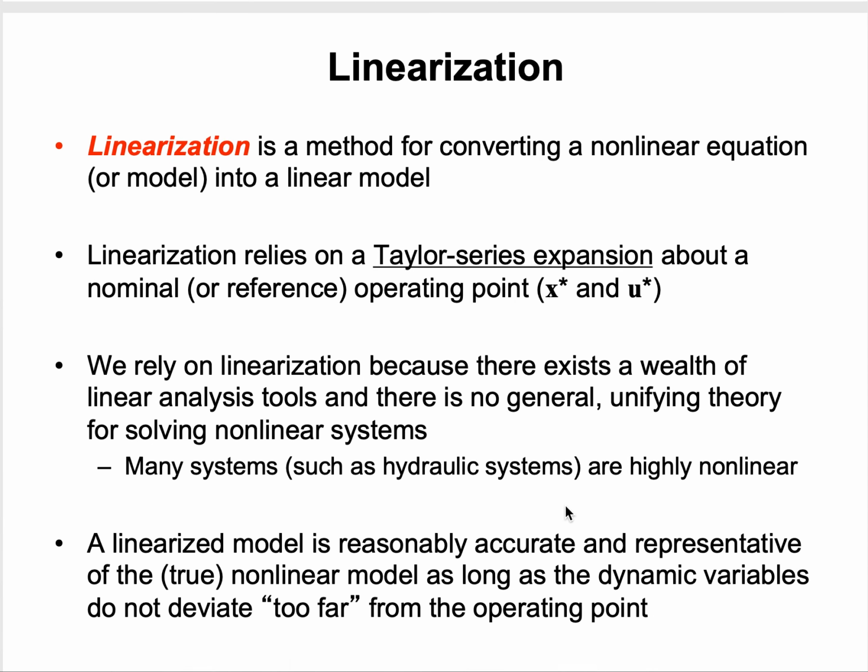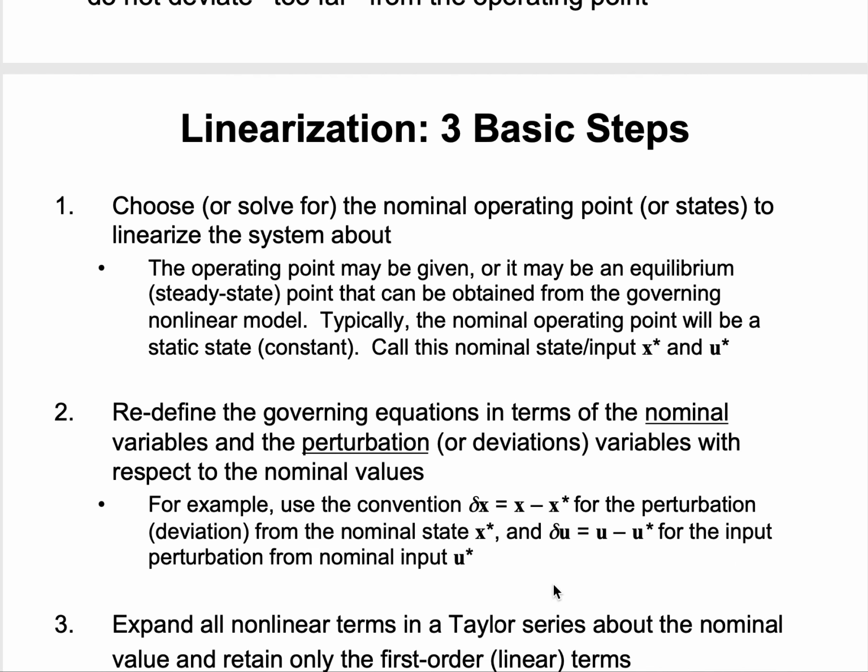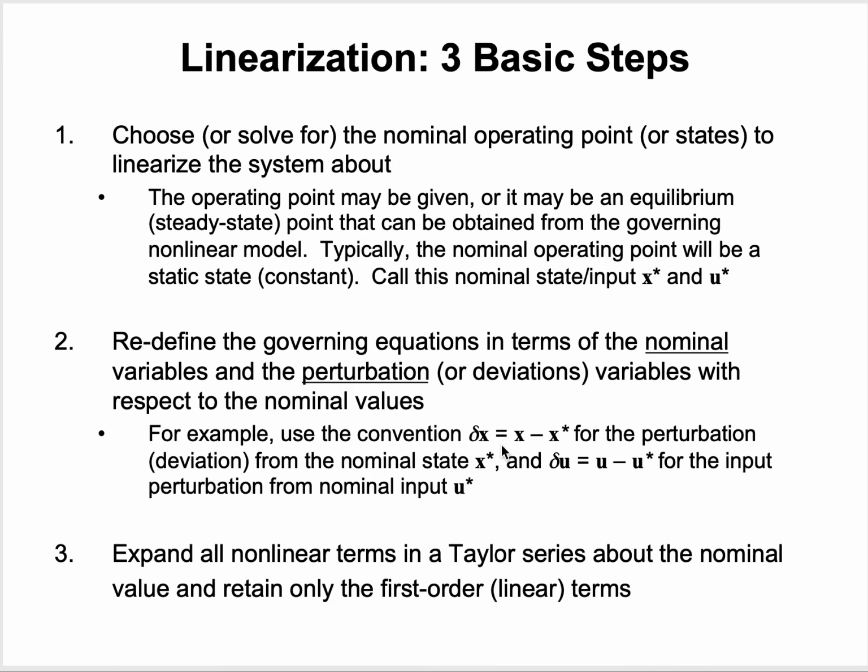Linearization, remember, was an important topic that we have discussed. It's based on the Taylor series expansion, and a linearized model is only valid around the point that we linearize it. So it's a reasonable and accurate representation as long as the dynamic variables do not deviate too far from the operating point. Okay, so we have shown the 3 basic steps in linearization. Choose or solve for the nominal operating point to linearize the system about. That was the first thing. So where do we linearize the system?